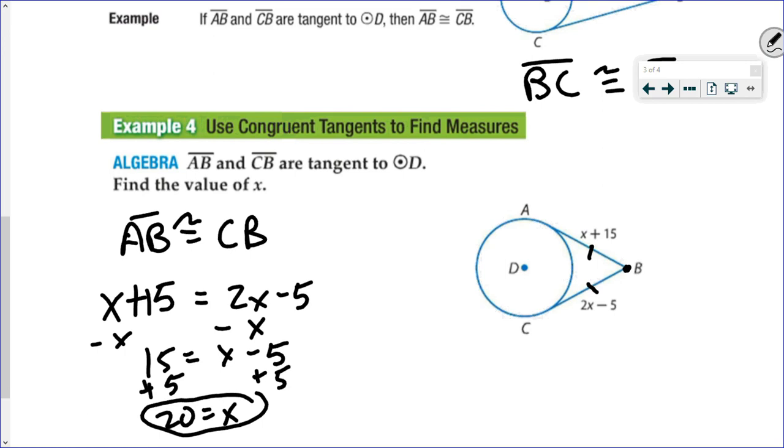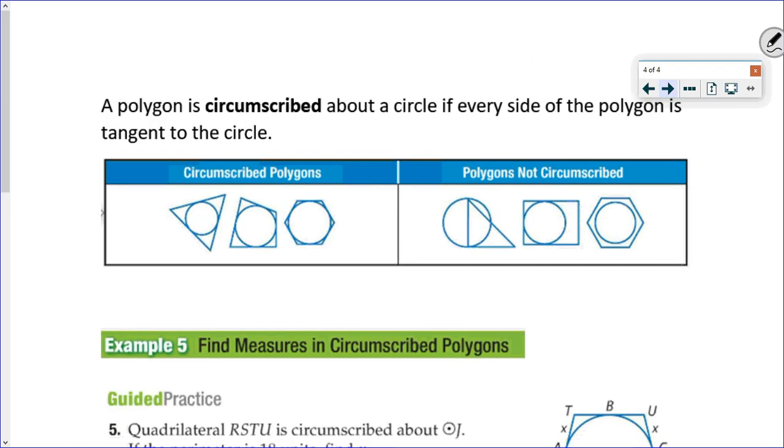All right, and in the next example, we'll use that same theorem, but here we're going to use it for polygons. So we're going to have a little bit of background knowledge here. A polygon is circumscribed about a circle if every side of the polygon is tangent to the circle. So this triangle, this quadrilateral, and this hexagon are all circumscribed, because the sides are all tangent. They all intersect the circle at a single point. You can see that in each of these polygons they are circumscribed.